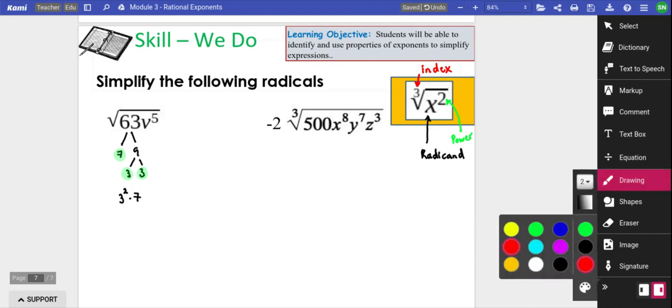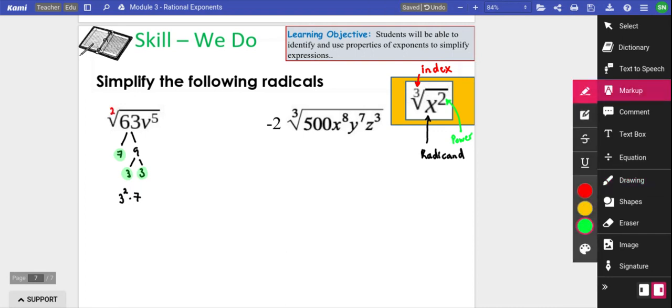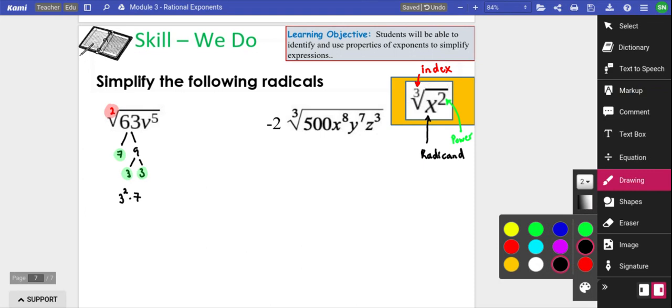Now, the index is 2 because there is no number there. We will be simplifying it and taking numbers outside and leaving some inside the radical. Now, we said that the index was a 2. That means that everything we group, we want to have an exponent of 2 or lower. 3 to the second power already has that. 7 to the first power already has that.